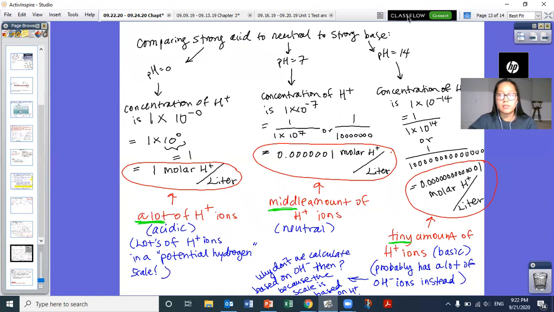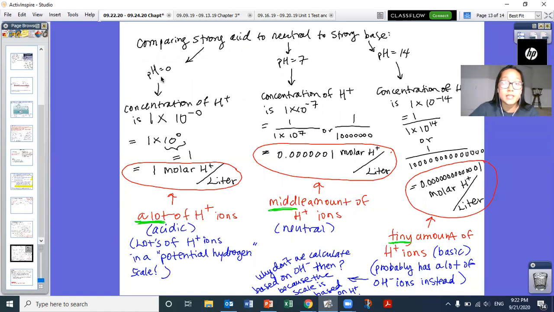Here are some comparisons now. If you compare a pH of 0, which is a super, super strong acid, the concentration of H plus is 1 times 10 to the negative 0. That means the same thing as just 10 to the 0, which is 1, because any number to the power of 0 is just 1. That means you have 1 molar H plus per liter of water.